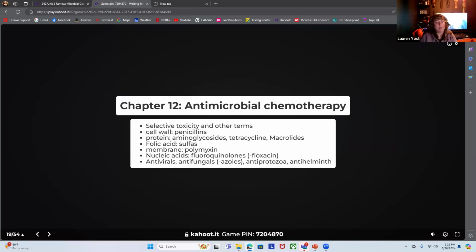Then we talked about the antivirals, the antifungals, the antiprotozoa, and the anti-helminth drugs. The other antiprotozoa medication we talked about, because we talked about malaria, is all quinine-based. Then we had metronidazole, an anti-amoeba that is also used to treat anaerobic bacterial infections. But those two categories are really it for our protozoa: the quinine-based malaria drugs, and then metronidazole.